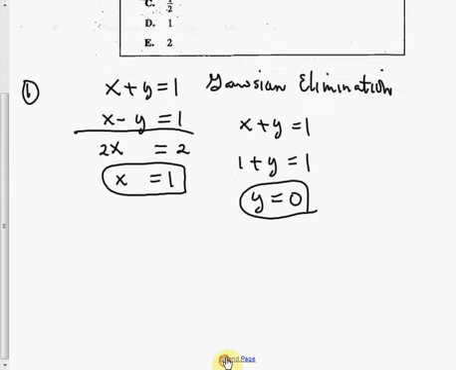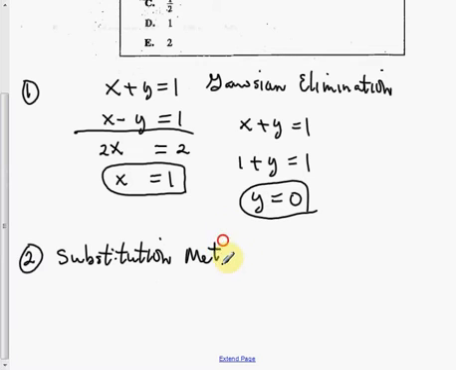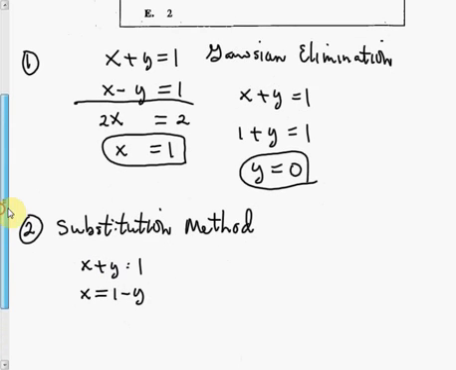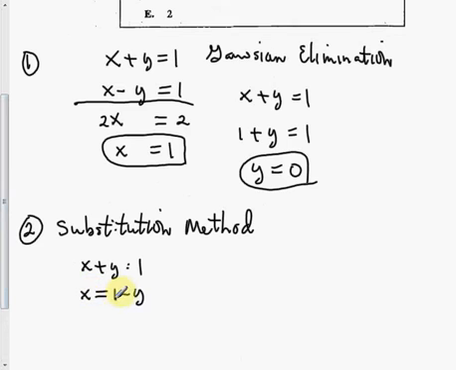Now the second method is called the substitution method. Have you all heard of that before? Have you heard of the elimination method before as well? Okay, so here we can solve by substitution. The substitution method says take one equation, let's say for example the first one, x plus y equal to 1, and solve for one of those variables. So if I solve for x here, I get x is equal to 1 minus y. So I have a variable expression for x.